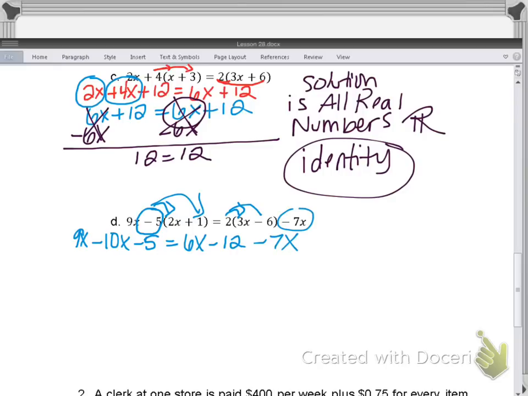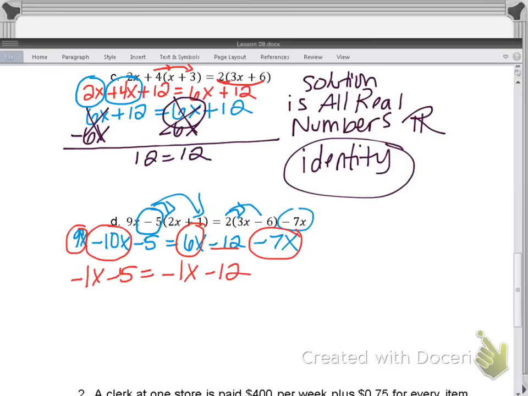Okay, the second step is to combine like terms on the same side of the equal sign. So we have 9x and negative 10x here, so that's going to give us a negative 1x minus 5. And then on the other side, we have a 6x and a negative 7x, which is again going to give us negative 1x. And then we have minus 12. Now you can already see here that there's something wrong. We have a negative 1x on both sides, but a different number being subtracted.